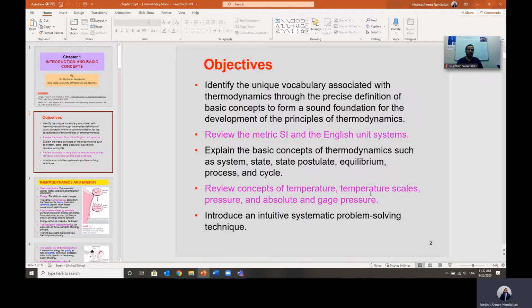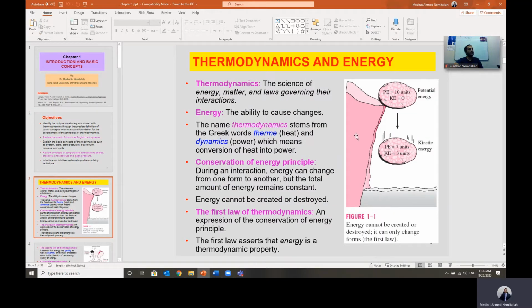Also defines the pressure and different pressures, including gauge pressure and the absolute pressure and the difference between them. And we'll consider also the pressure measuring devices, how we can measure the pressure using which devices. By the end of this chapter, we'll be considering a kind of introduction or systematic approach of how to solve any engineering problem.